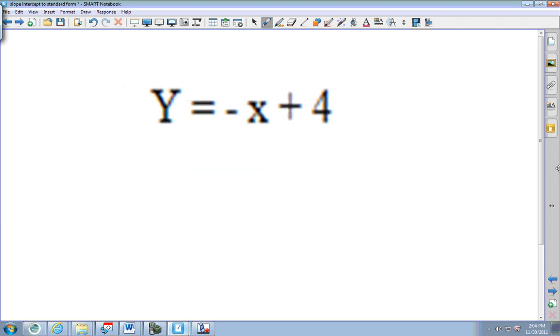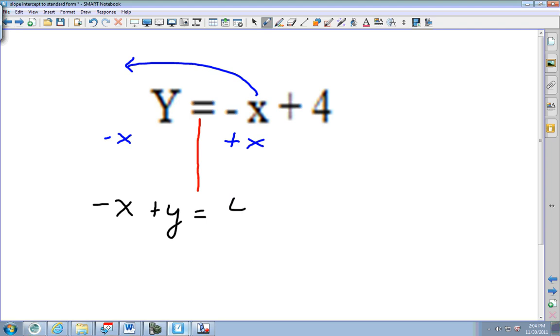Next one. Pause the video and come back and see how you did. Right, there's my equal sign right there. I probably won't make it that long. There we go. I need to move this x over here to the left-hand side because it needs to be on the left-hand side with the y. It says minus x. To move it to the other side, you have to do the opposite, and you have to add x to each side. So now I have negative x plus y, and that equals 4. There it is in standard form.